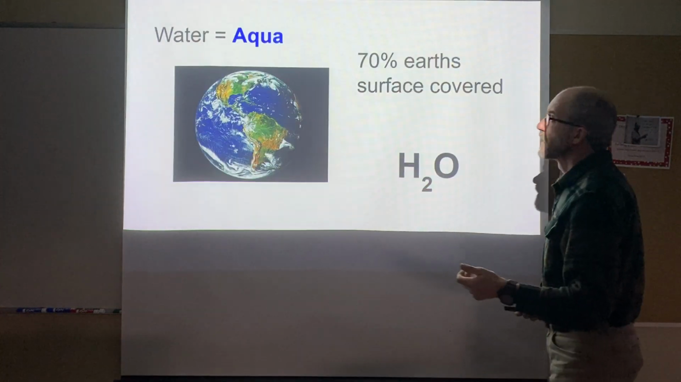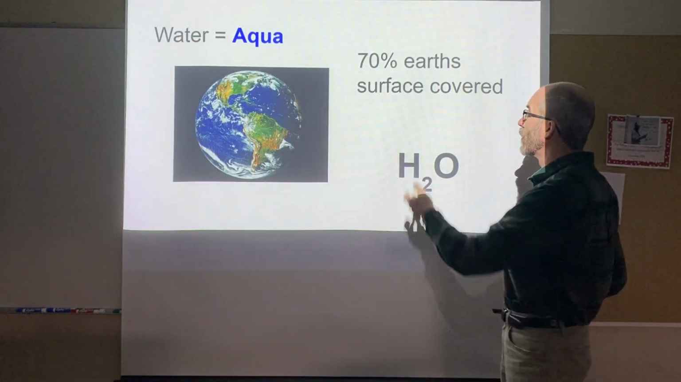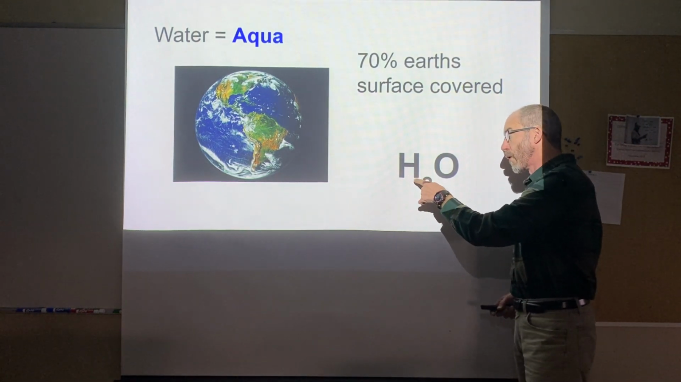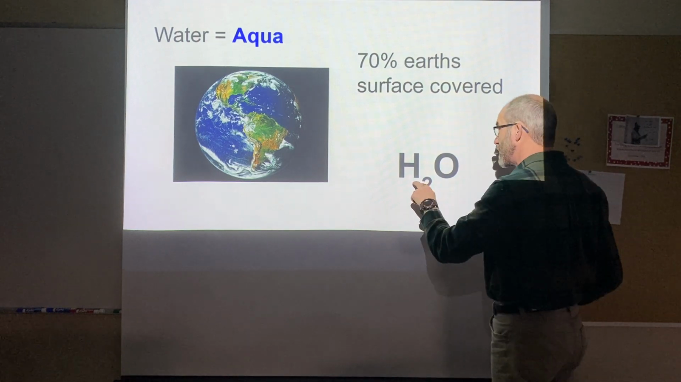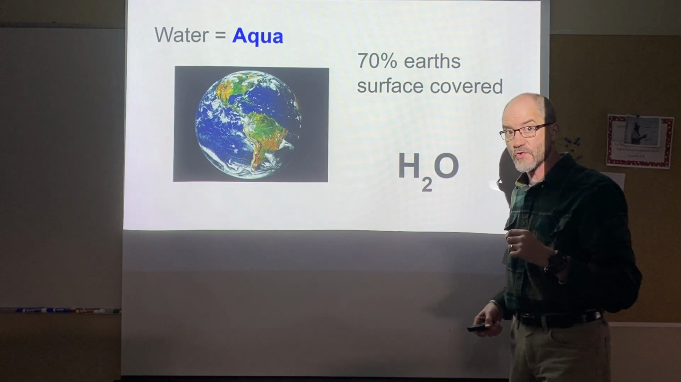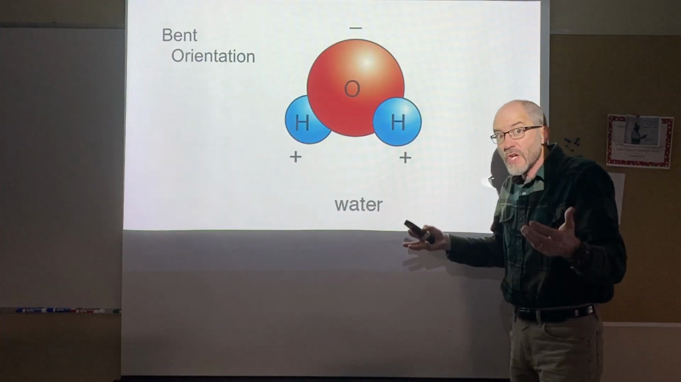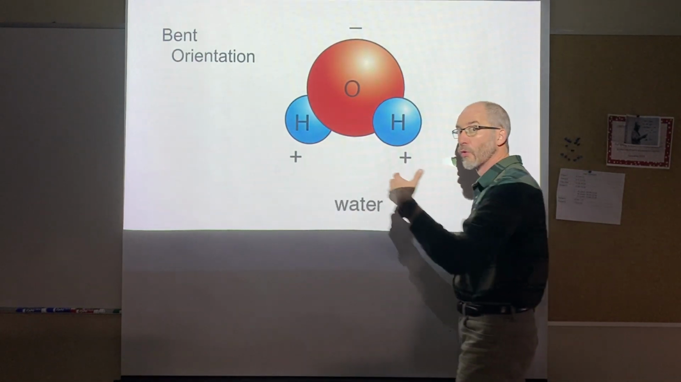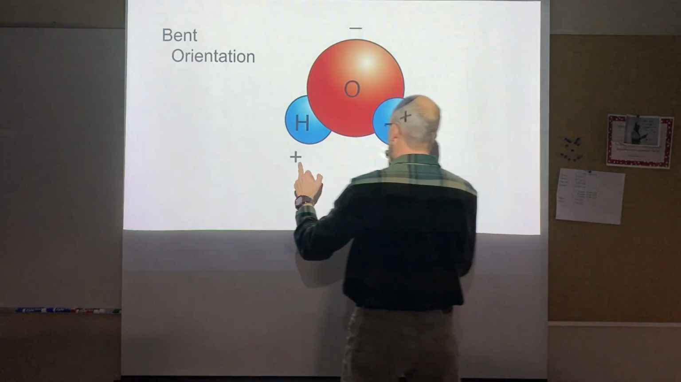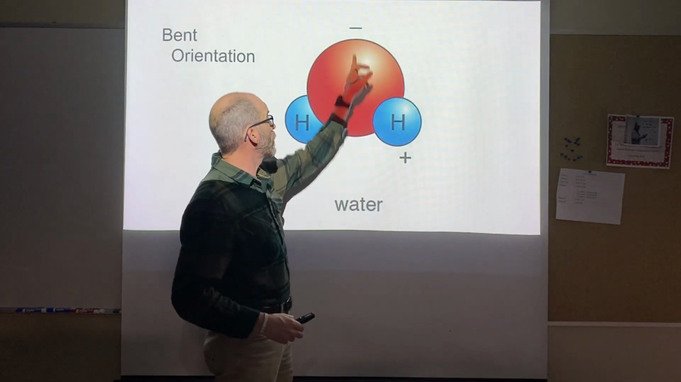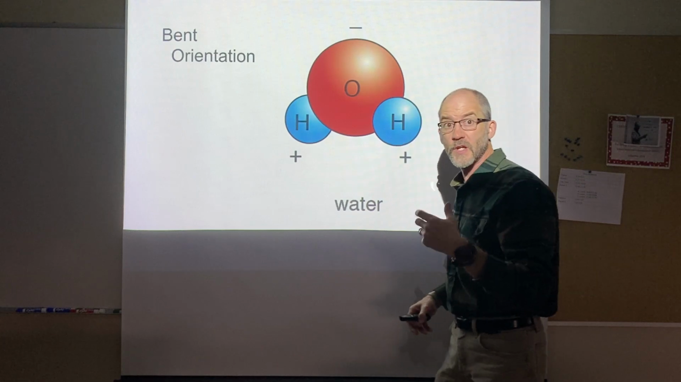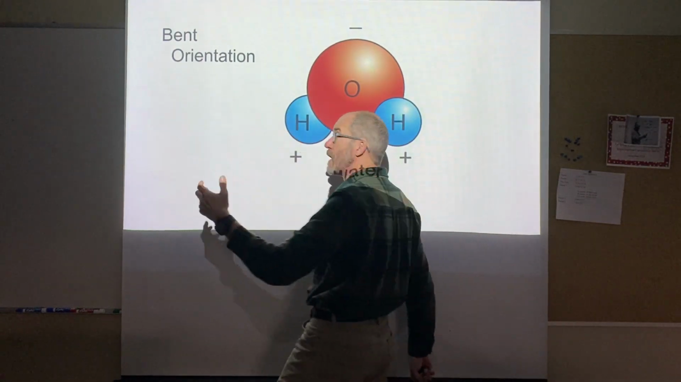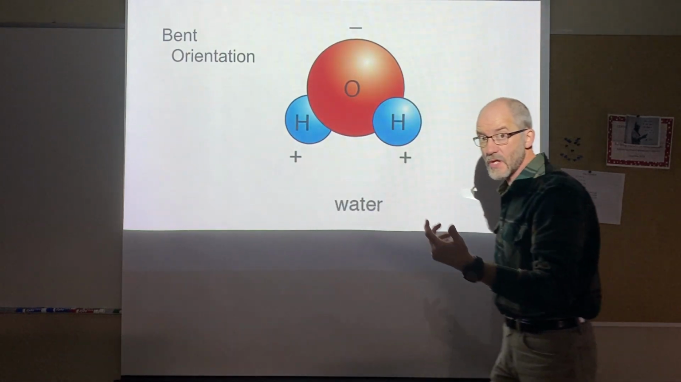Let's continue. All right, so we know that water means aqua. We know that water covers 70% of the Earth's surface. We know that its chemical formula is H2O, or 2 atoms of hydrogen bonded to 1 atom of oxygen. What kind of bonding association is that? We know that that is a polar covalent bond. We know that we have areas of plus charge and areas of minus charge, which gives us polarity. Okay, we know that it has structurally what we call a bent orientation.